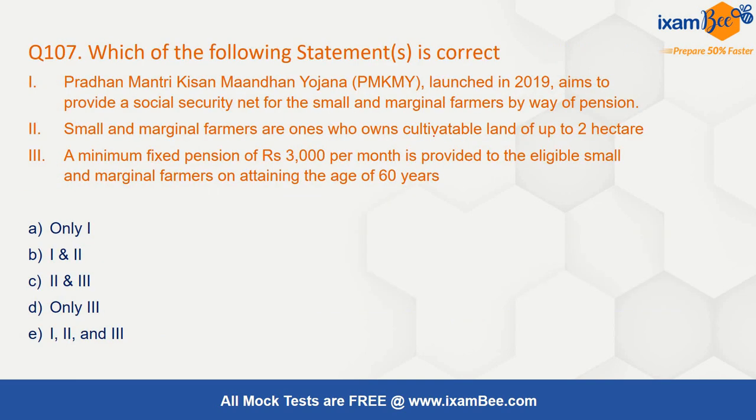Which of the following statements is correct? PMKMY launched in 19 aims to provide a social security net for all small and marginal farmers by way of pension. Small and marginal farmers are those who own cultivable land up to 2 hectares. So you should know, marginal is up to 1 hectare, small is up to 2. A minimum fixed pension of 3,000 per month is provided to the eligible farmers on attaining the age of 60 years. So all statements are correct here.